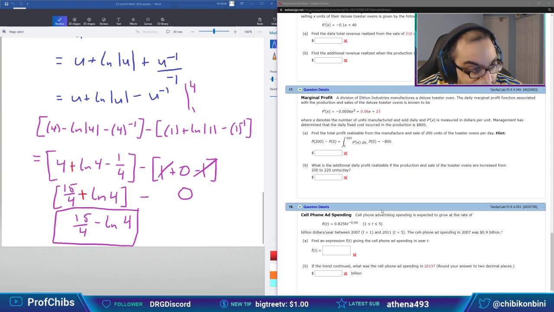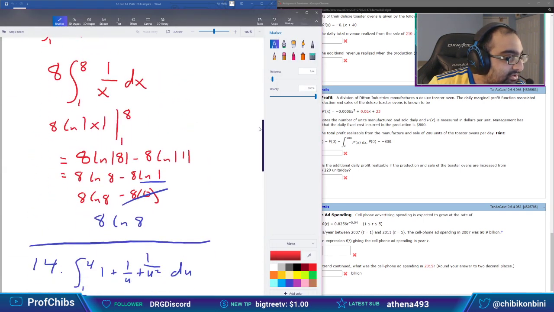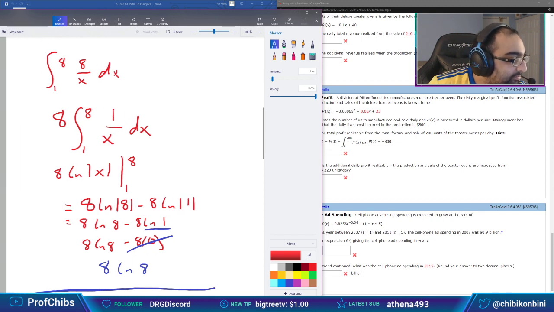Okay, so basically, if there's a plus C part of it here, we have to factor in the $800 from the fixed cost that we have from the initial outset of the problem. All right, so you're probably saying, what exactly does that mean? Well, let's look at it from the numerical standpoint, and let's do it.